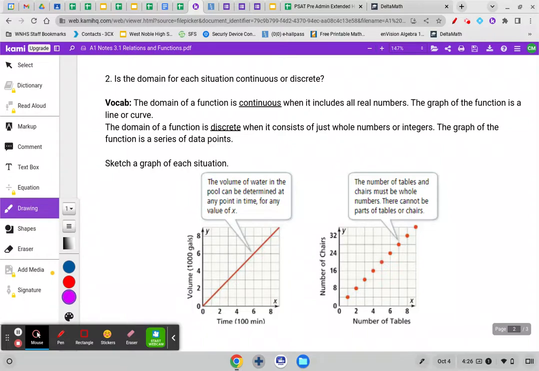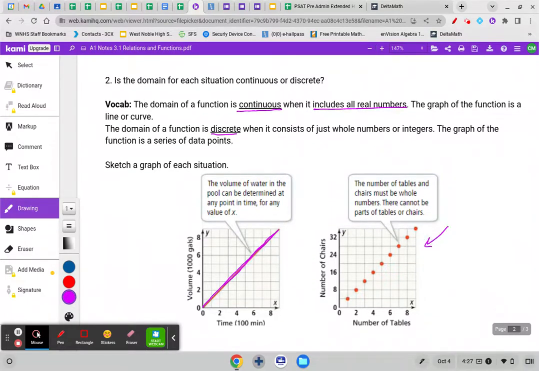The domain of a function is continuous when it includes all real numbers. The graph of the function is a line or a curve. So you'll notice it just continues on and on. There's no breaks in our line. If the domain of a function is discrete, it just consists of whole numbers or integers. So it's like a scatter plot where we don't connect the line or the points, okay? It's just a series of data points. So you'll notice this guy on the right side, this is discrete. It is just data points not connected by a line.